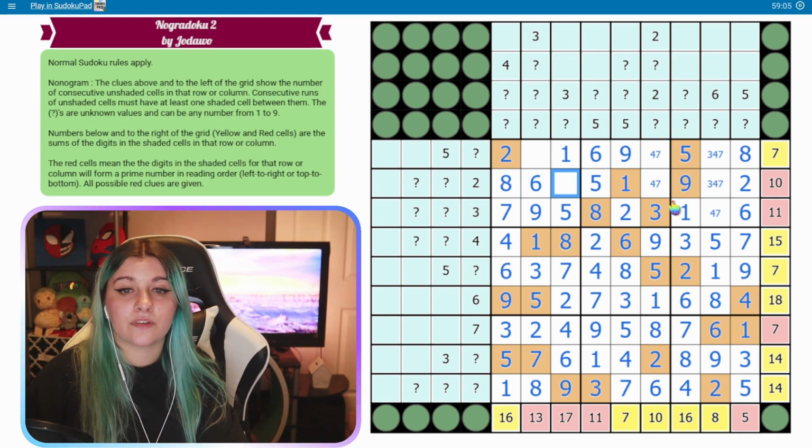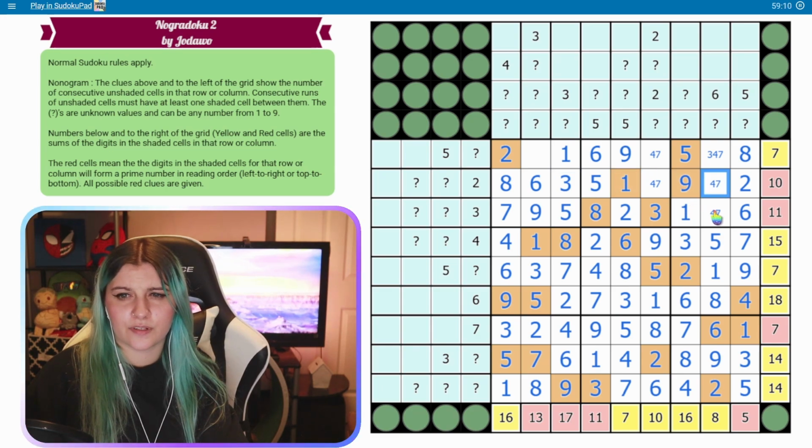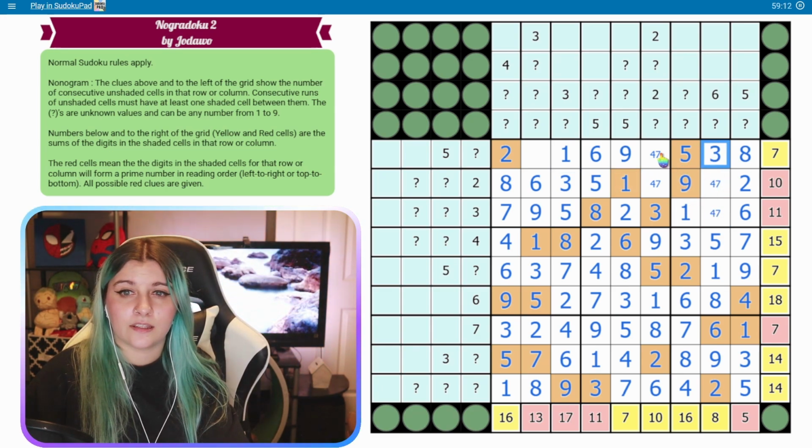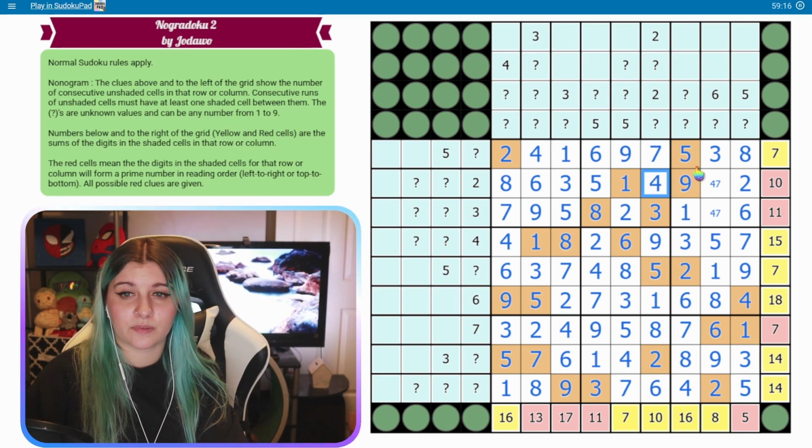This is also a 3, 4, 7, but it sees a 4 and a 7, so it's a 3. 4, 7 pair makes this a 3. This will be a 4, 7. This will be a 4. So this will be a 7, and this will be a 4, and this will be a 7, and this will be a 4.